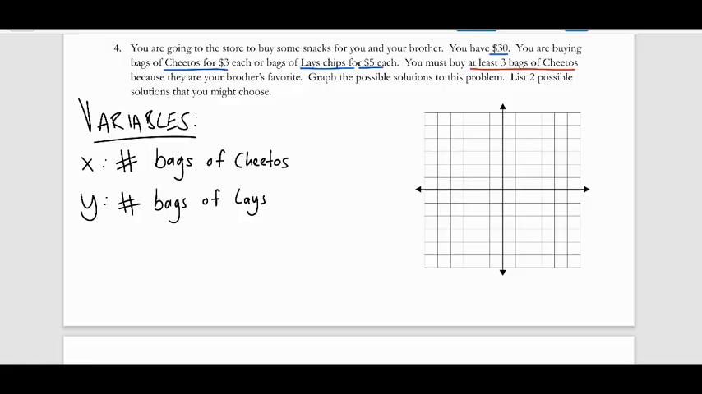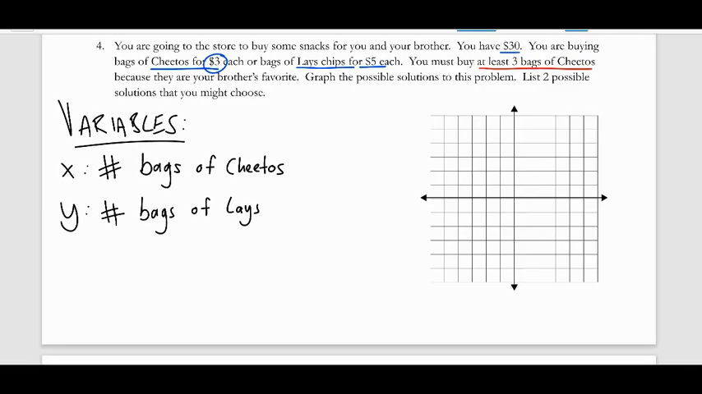So if I only have $30 to spend, the most I can spend is $30, right? And so whatever I buy has to equal or be less than $30. So you're buying Cheetos for $3, so the dollars will match up with the dollars. So we have 3, and this is going to be Cheetos, so 3x. Lay's is 5y, and whatever I buy has to be less than or equal to $30.